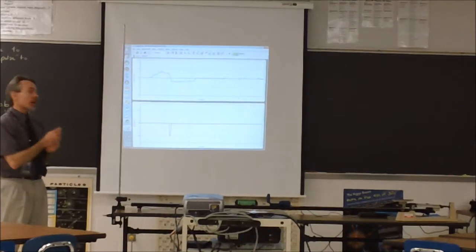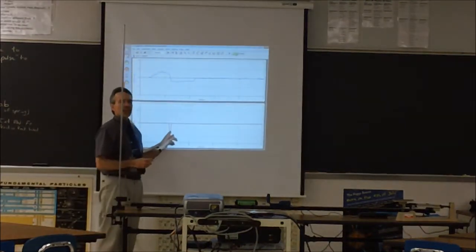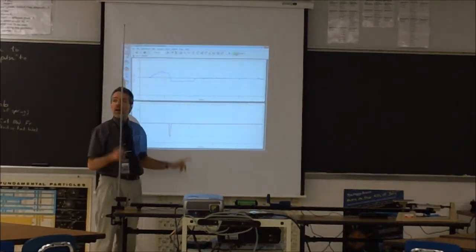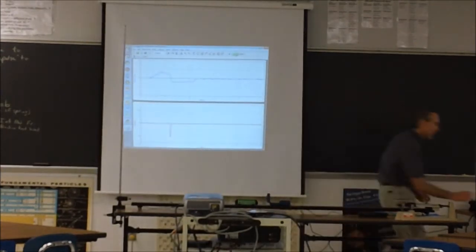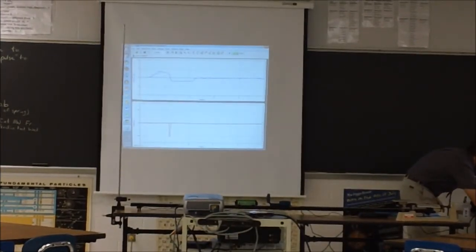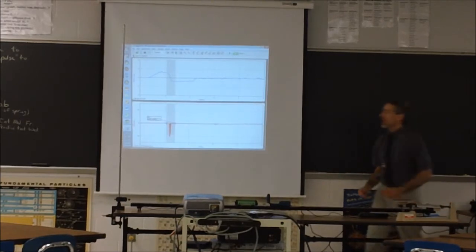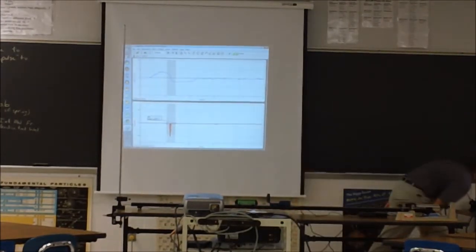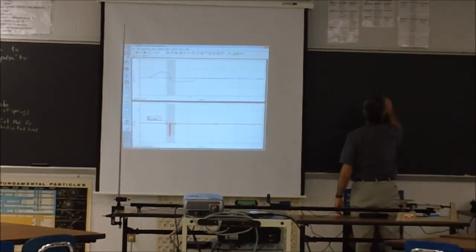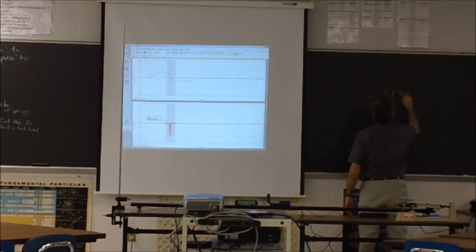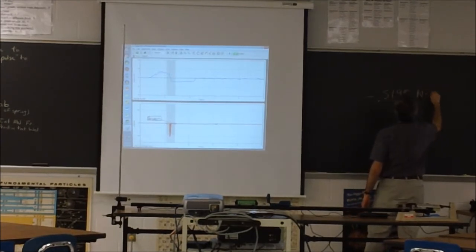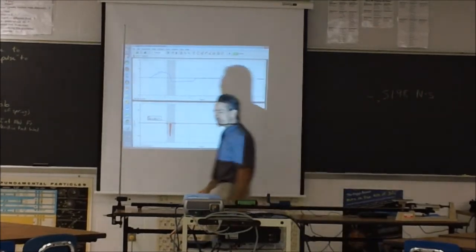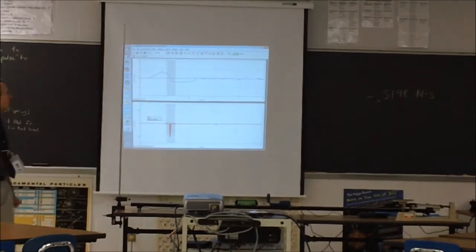What's another thing you can find for graphs? Like the area? The area. How would you find the area? Think of a calculus term. I can integrate. Watch this. This is cool. There's something called integrate, and it's going to find the area of that. And the area is negative 0.5198 newtons times seconds.